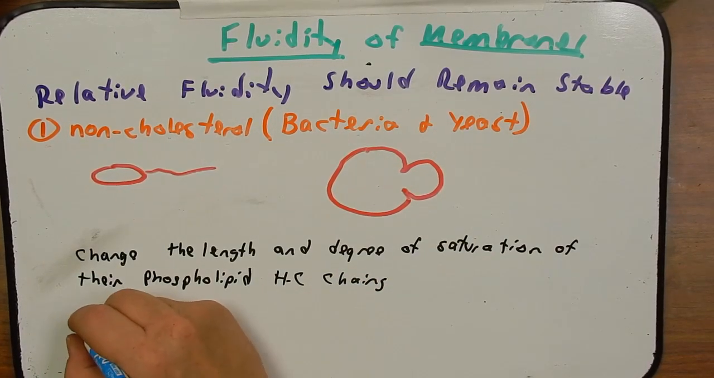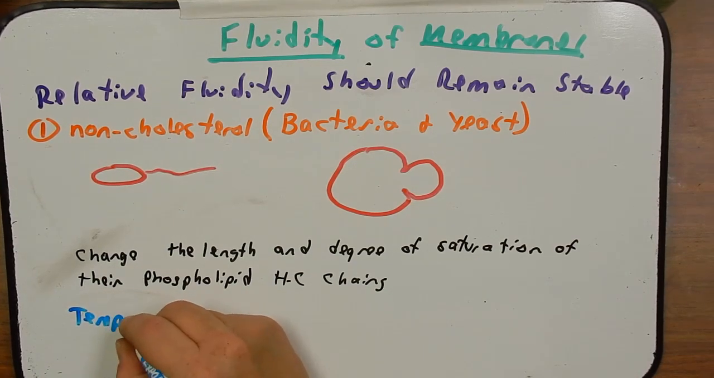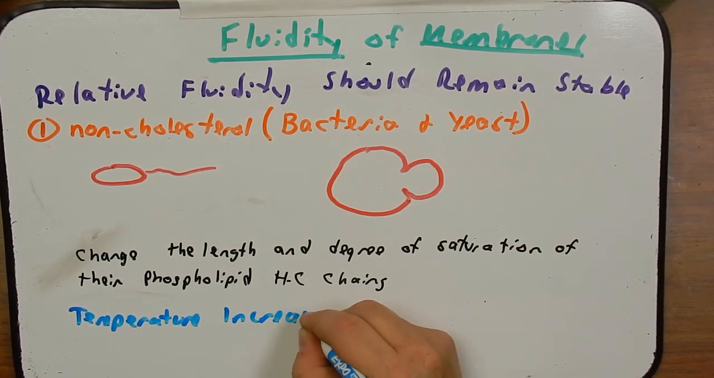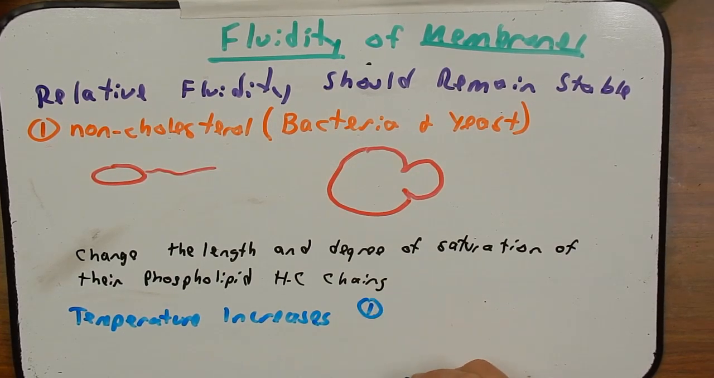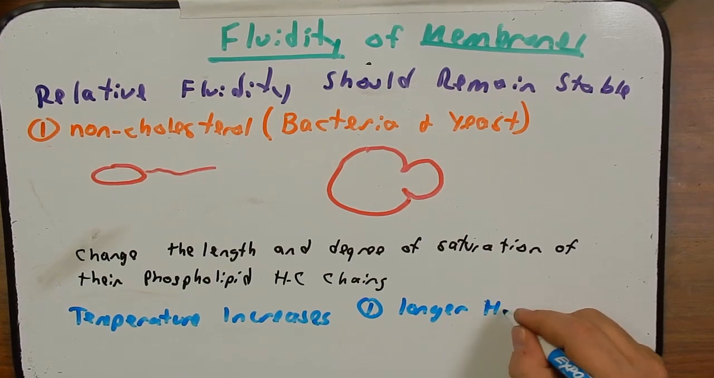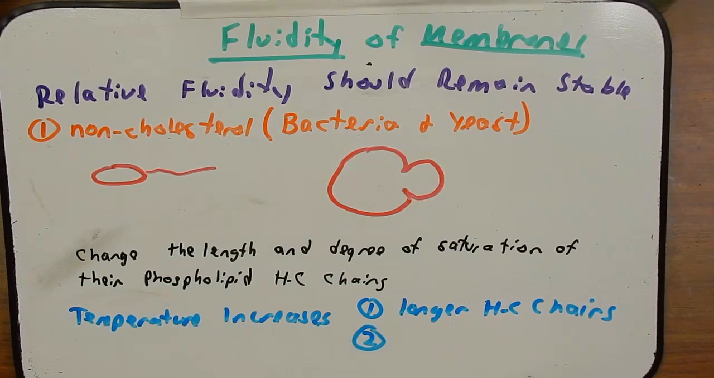So as an example, when the temperature increases, these cells do two things. First, they make phospholipids with longer hydrocarbon chains, and these chains contain fewer double bonds. So remember, temperature increases overall fluidity. So the cells have had to adapt a way to counter that and decrease membrane fluidity. Longer hydrocarbon chains, they increase the interaction between those chains and thereby decrease membrane fluidity.